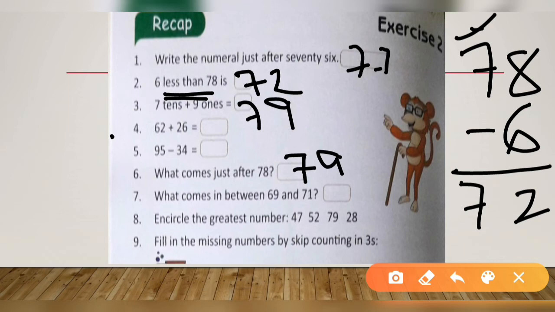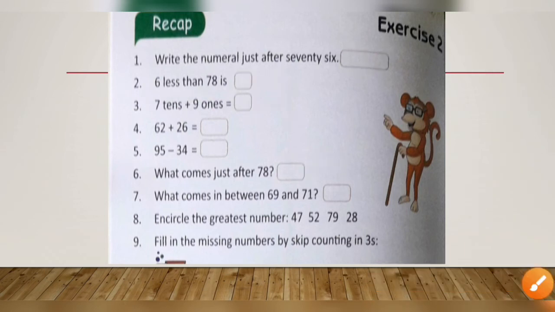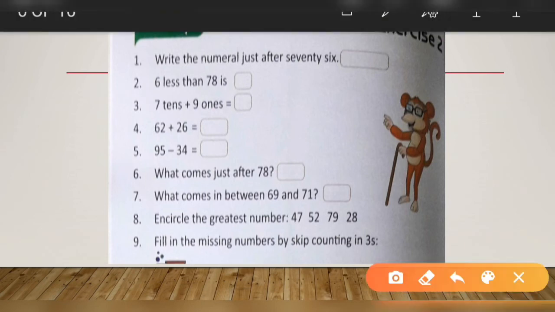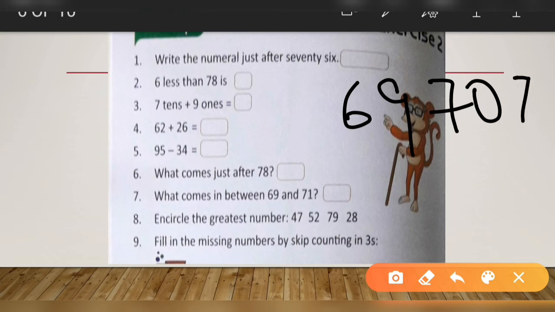What comes in between 69 and 71? 69 and 71. 69, 70, 71. So 70 comes in between 69 and 71.